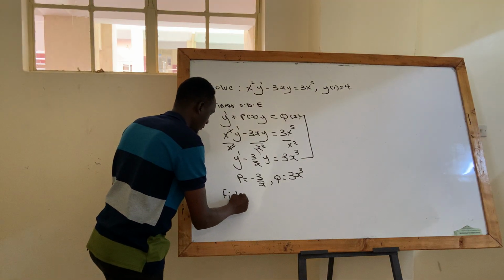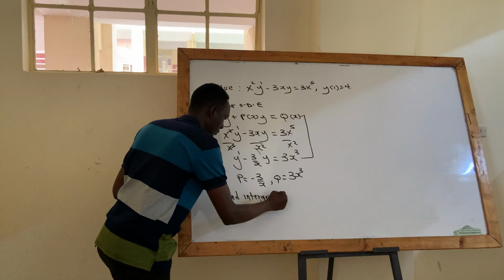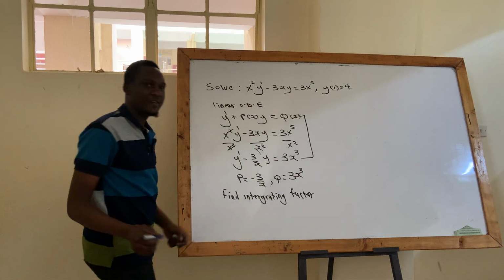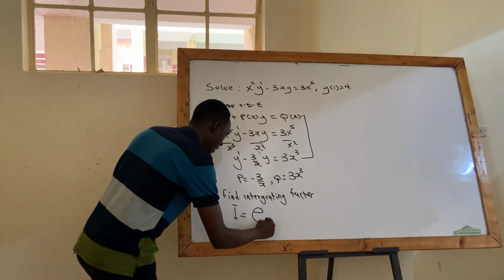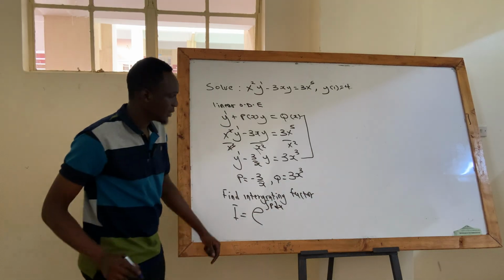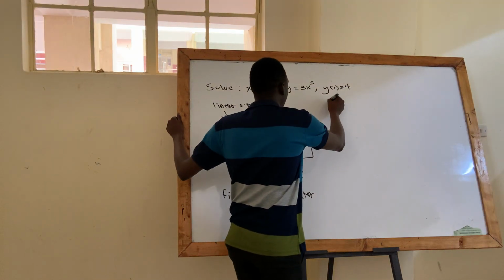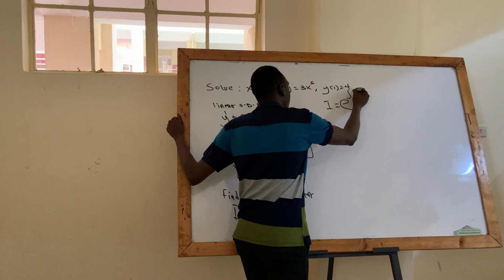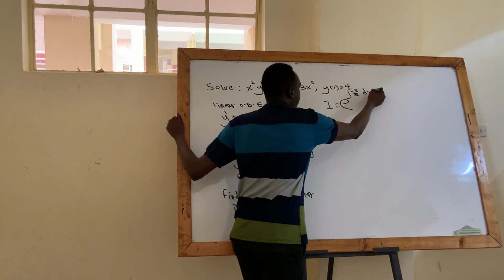Now the next step is to find the integrating factor. How do you find the integrating factor? I is equal to e raised to the integral of p dx. And we know our p is negative 3 over x. Therefore, our I will be equal to e raised to the integral of negative 3 over x dx.